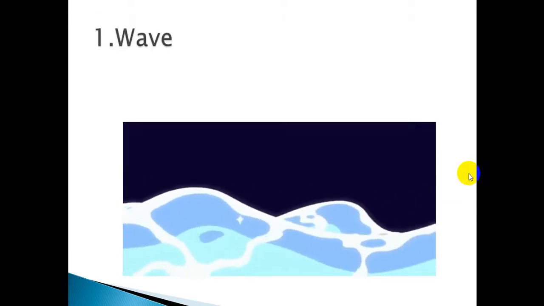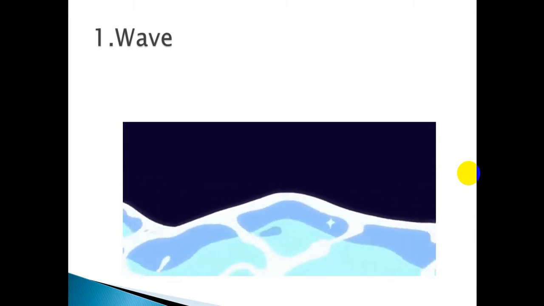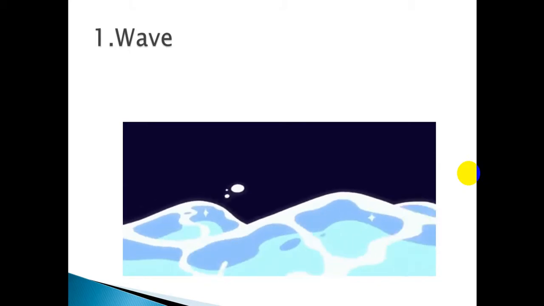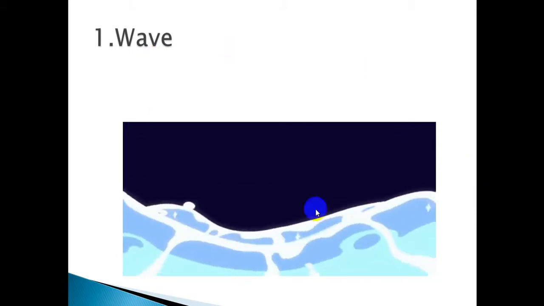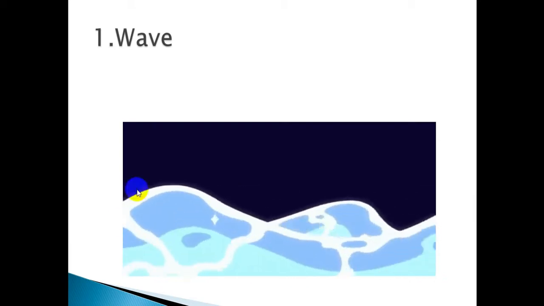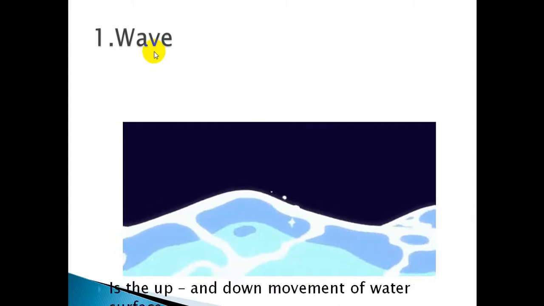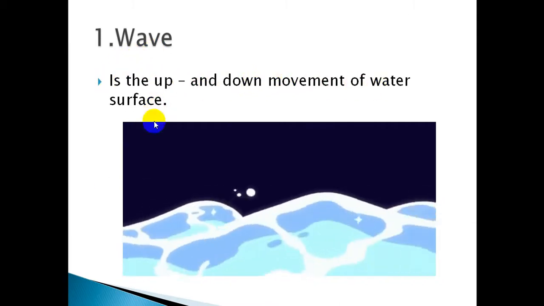The first kind of movement of water in the ocean is wave, as we see here in the picture. What does wave mean? Wave means up and down movement. If you look here, you will find that in some places the water is high and in some places the water is low. So what is the meaning of wave? Wave is the up and down movement of the water surface.